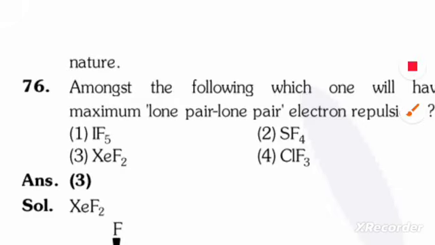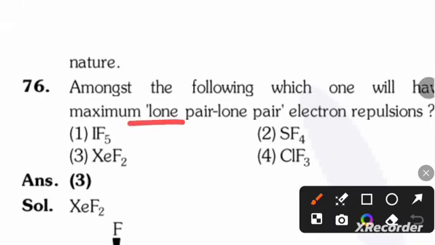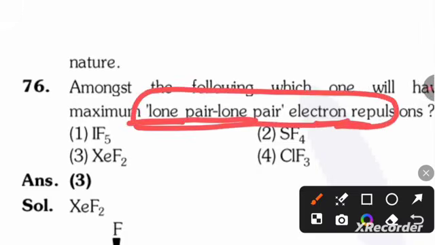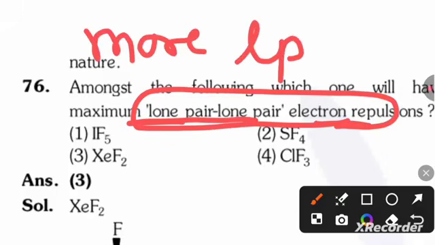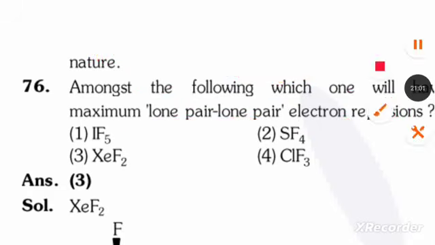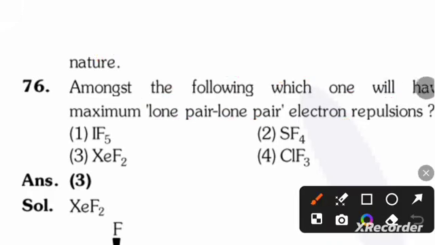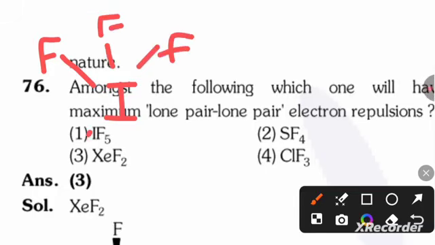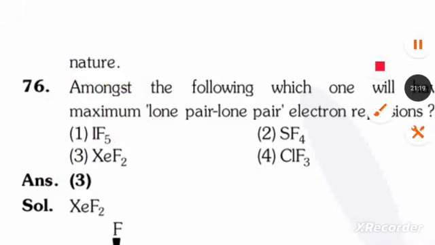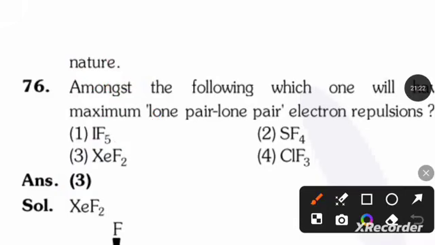In the next question, among the following, which one will have maximum lone pair electron repulsion? Maximum lone pair electron repulsion comes where there are more lone pairs. In whichever compound you find more lone pairs, there you can find more repulsion. Let us see one by one. First we have IF5. In IF5, you can find iodine surrounded by 5 fluorine atoms, and it will have one lone pair. So IF5 has only one lone pair, so it will have less lone pair repulsion. With only one lone pair, repulsion is not possible.